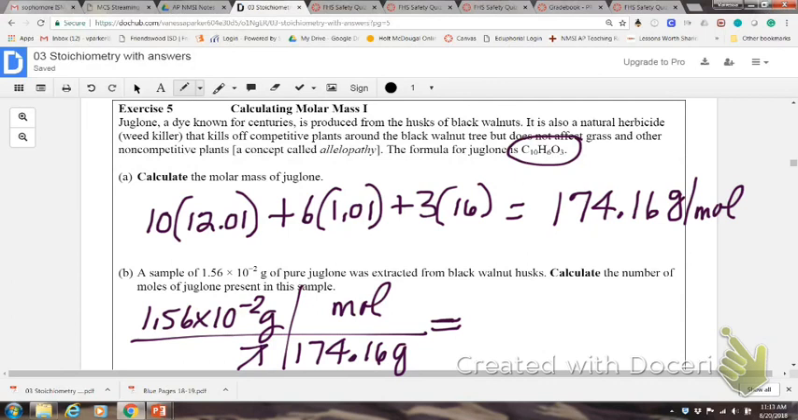So 1.56 exponent negative 2 divided by 174.16. Does everybody get 8.61 times 10 to the negative 5? Yes or no? 8.96? Well, that's the answer. Oh, I left off the, I did 1.56. I forgot that. I was typing too fast. You should be in a calculator application.